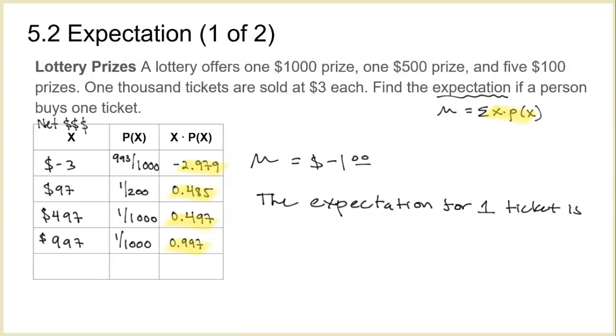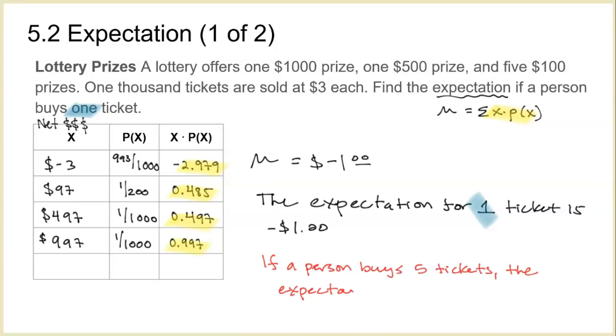So the expectation for one ticket is -$1. And if, let's say, I were to buy 5 tickets, it would be an expectation of -$5, right? It's just 5 times that. And so what this essentially tells us is this is the expected amount that for many tickets purchased, this is the expected amount that someone would walk away with, -$1, based on the distribution of how the prizes are being allocated.